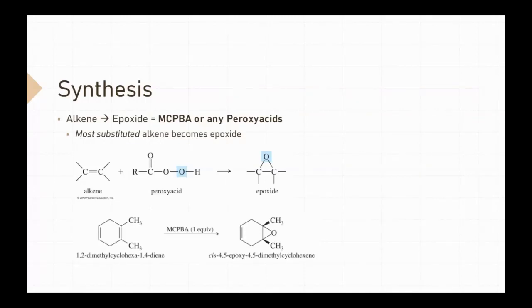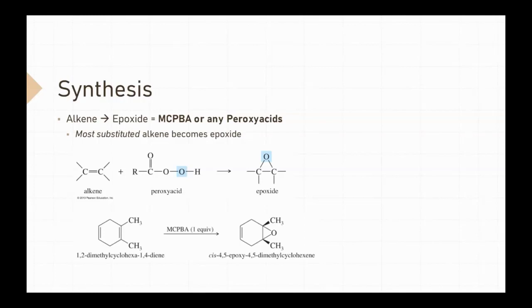Another review is the formation of the epoxide, using mCPBA or any peroxy acid. Remember, a peroxy acid is when you have a carbonyl group linked to two oxygens in series, and it will create that epoxide.